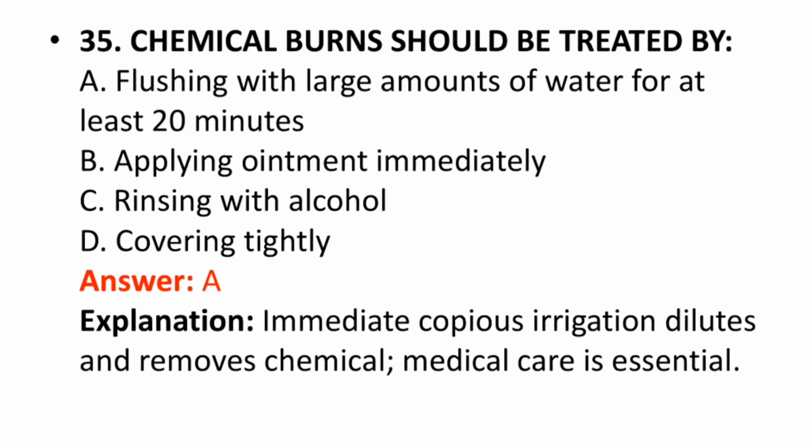Chemical burns should be treated by: option A, flushing with large amounts of water for at least 20 minutes. Option B, applying ointment immediately. Option C, rinsing with alcohol. Option D, covering tightly. The correct answer is option A, flushing with large amounts of water for at least 20 minutes. Immediate copious irrigation dilutes and removes chemical. Medical care is essential.